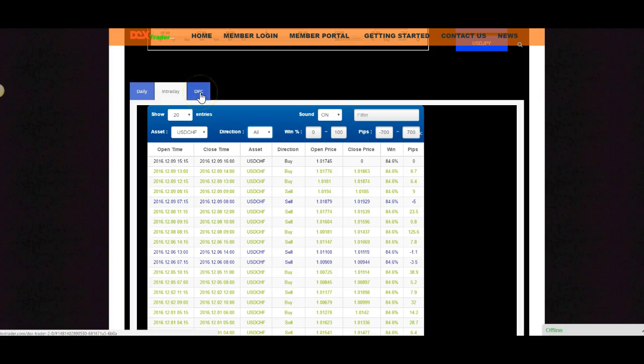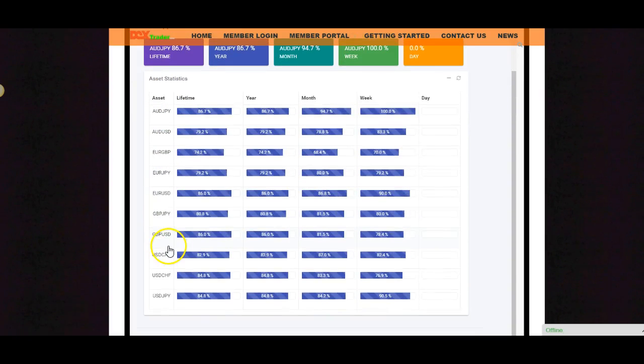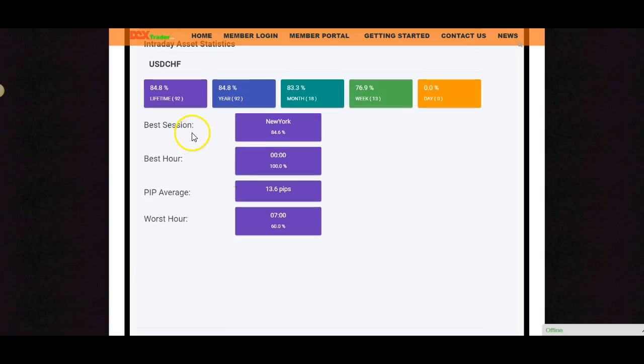But here's another. It's called the DPC, Data Processing Center. You can flip over to go to intraday, and you can come down here and see what is the USD CHF overall success rate. It doesn't look too good. Again, these released during the news time. But you can even click on the USD CHF and find out what's the best success that it has. What session does it do the best on? It looks like New York's the best time.